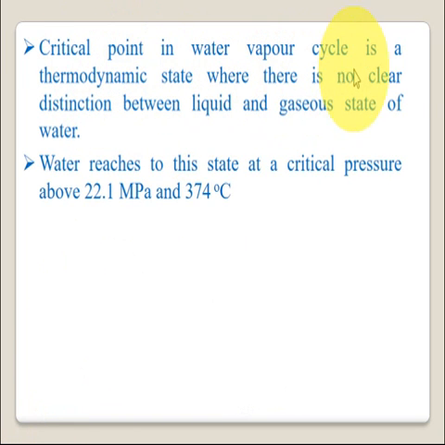The critical point in the water vapor cycle is a thermodynamic state where there is no clear distinction between the liquid and gaseous state of the water, meaning latent heat is not required. Liquid is directly converted into vapor, and the latent heat component is not required. That's why efficiency increases in a supercritical boiler. Typically, the critical pressure for water is 221 bar and 374 degrees Celsius.